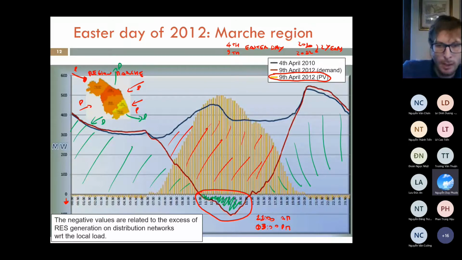So what's the concept here? Be careful, because the RES are completely changing the load demand. So one of the impacts is changing the load demand, and so changing the schedule and the operation of the other power plants, the traditional power plants.